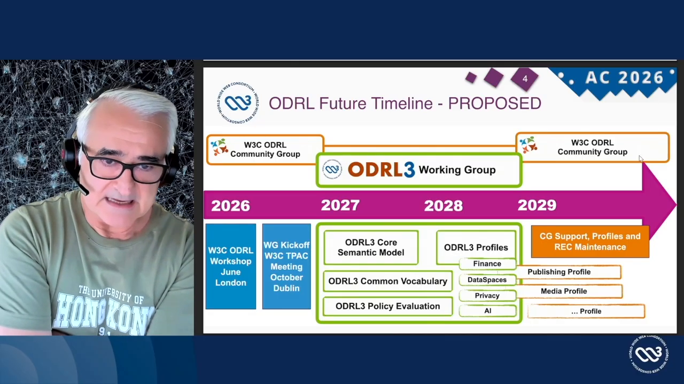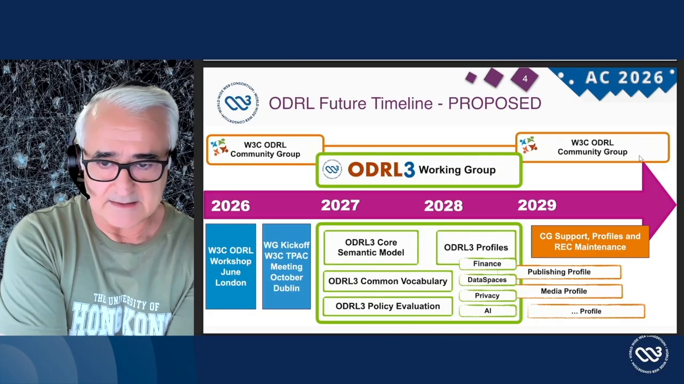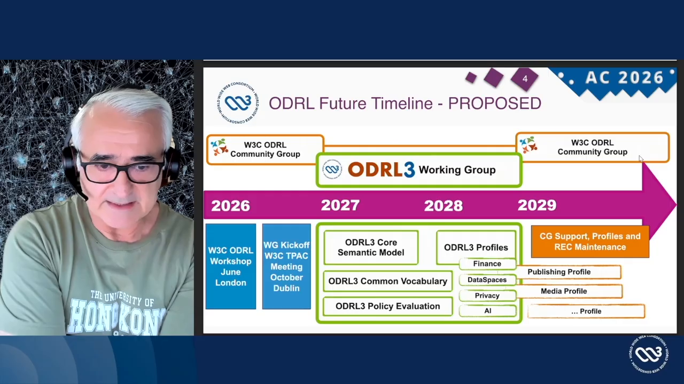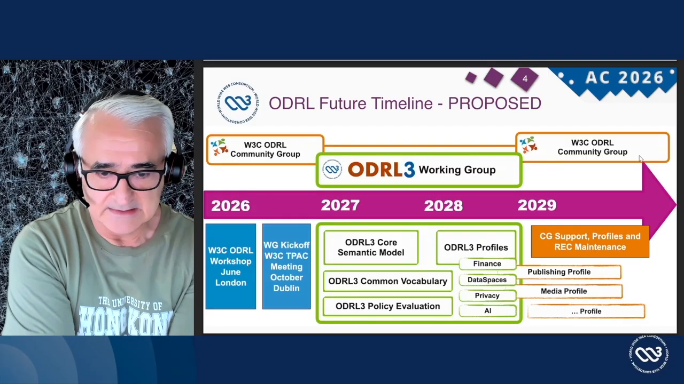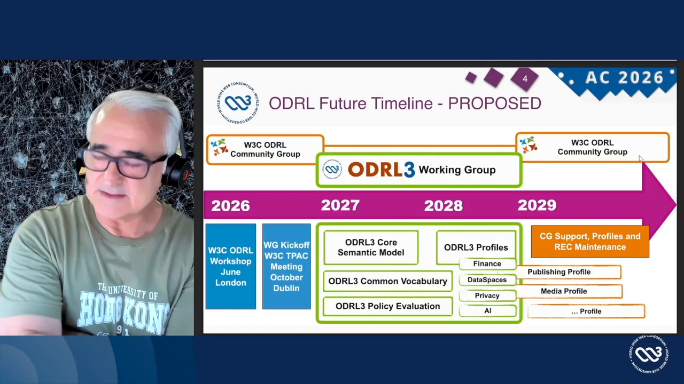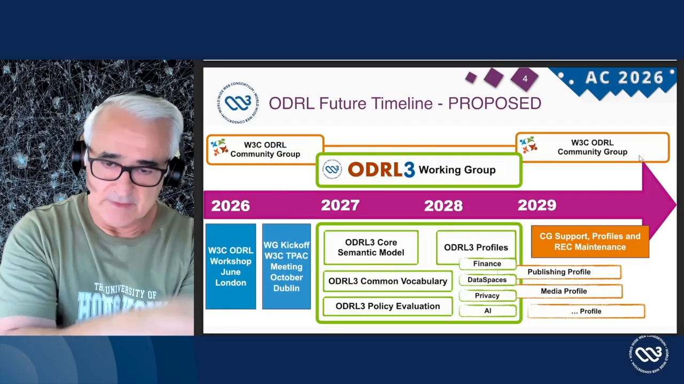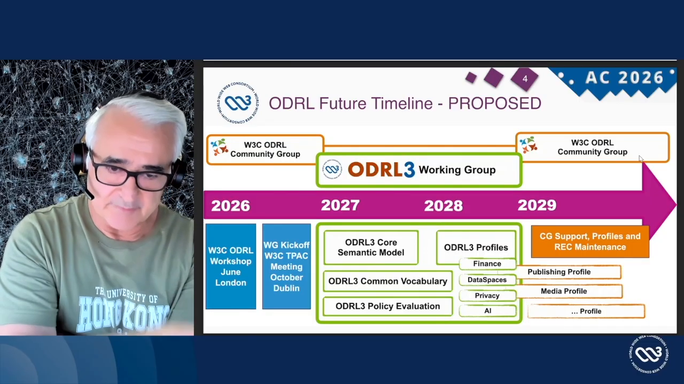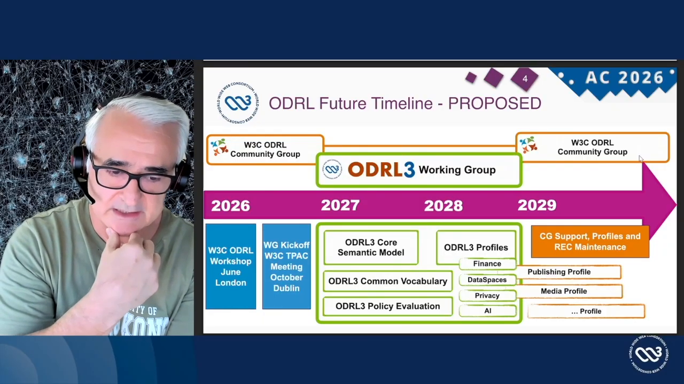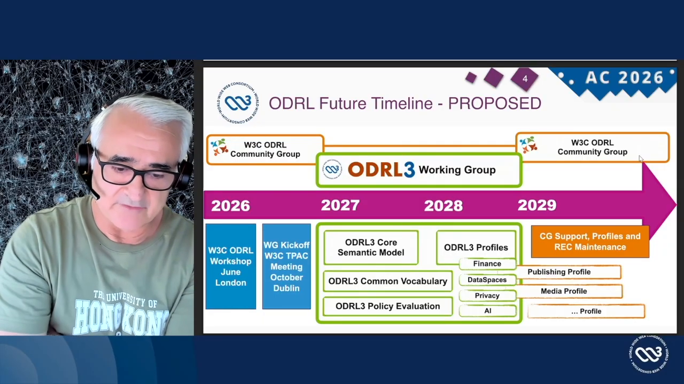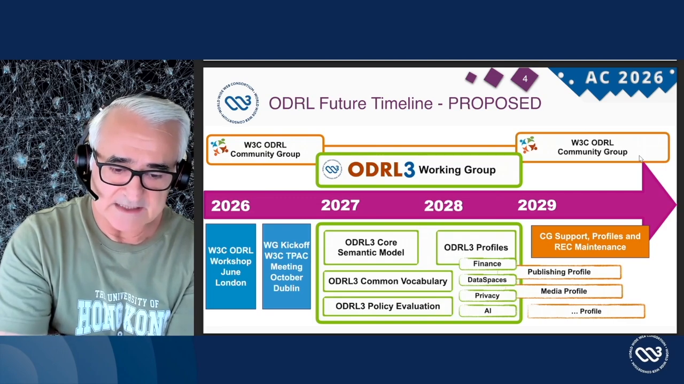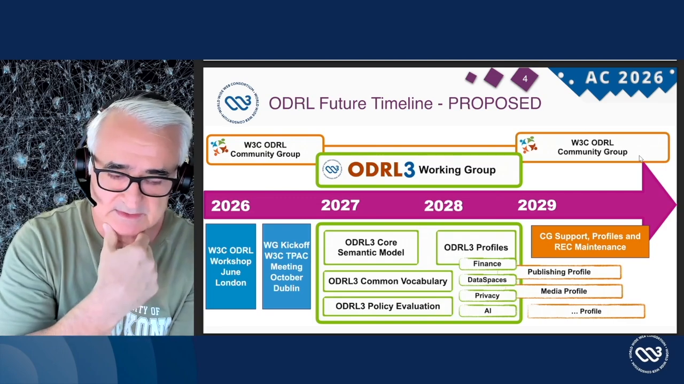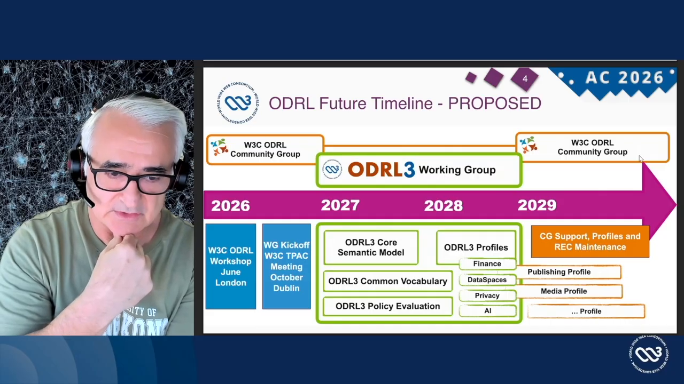So the idea is that the ODRL 3 working group will then kick off for a couple of years, so late this year until 2028 or whatever. And that green bit in the middle there is not normative, but the sort of thing we want to work on is an improved semantic model for ODRL 3, improving the vocabulary, and developing more robust ways to evaluate policies, which is one of the biggest areas that the community has been looking into.